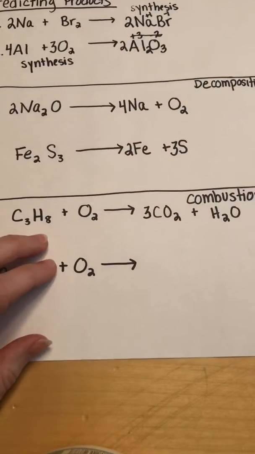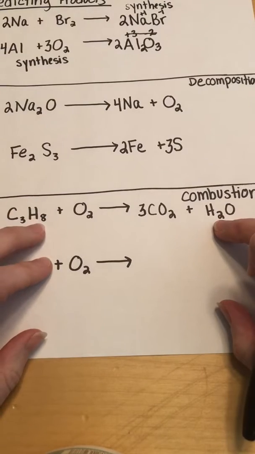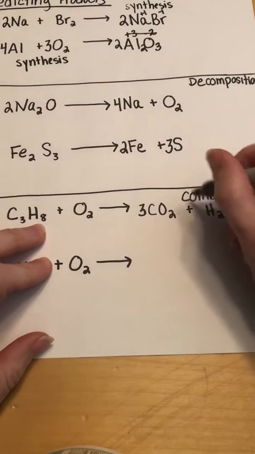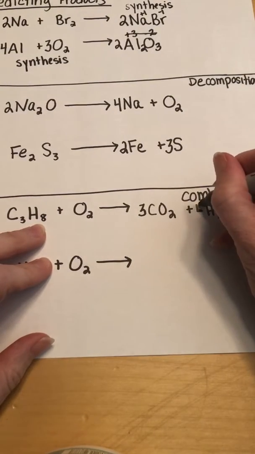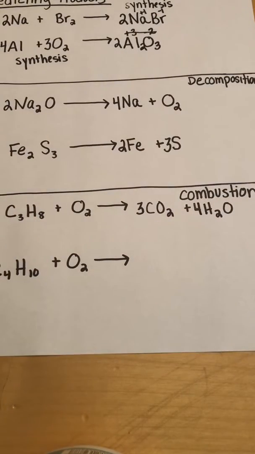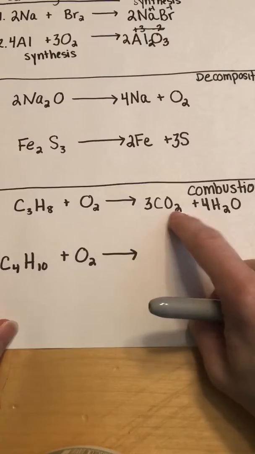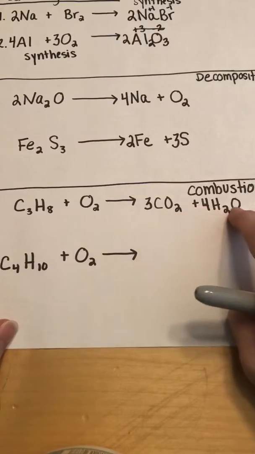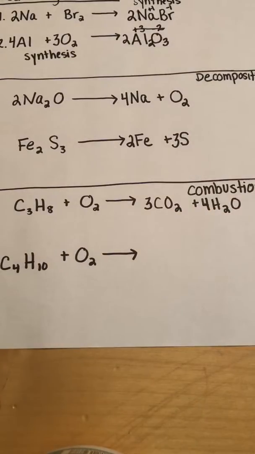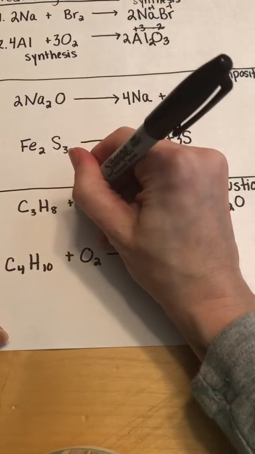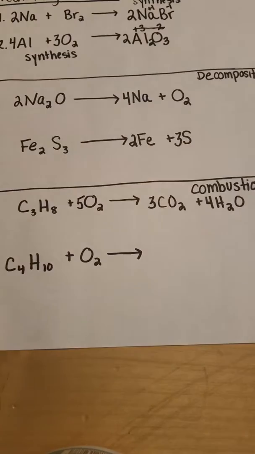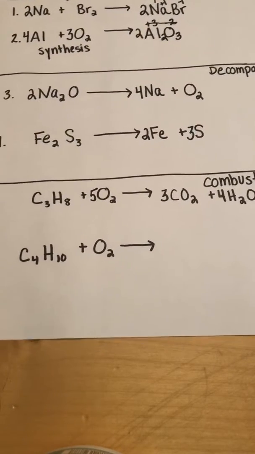Next is going to be the hydrogen. I have 2 hydrogens here and 8 hydrogens here, so I'm going to need a coefficient of 4. And then my oxygens. On my left side, I have 2. On my right side, I have 6 plus another 4 here, so I have a total of 10 oxygens on the right side. That means I'm going to need a coefficient of 5 in order for that to balance.